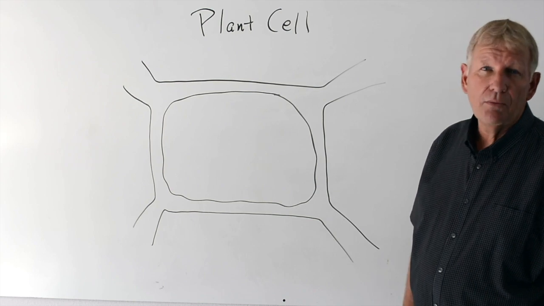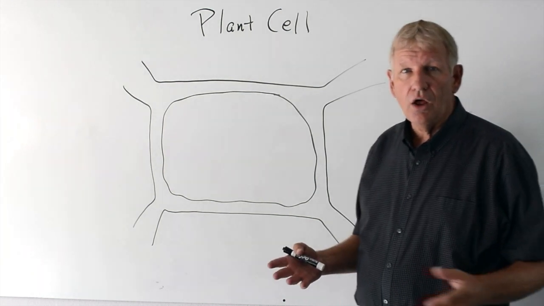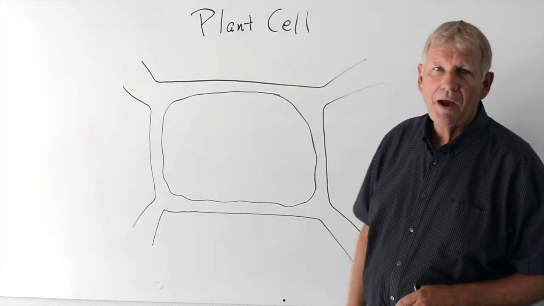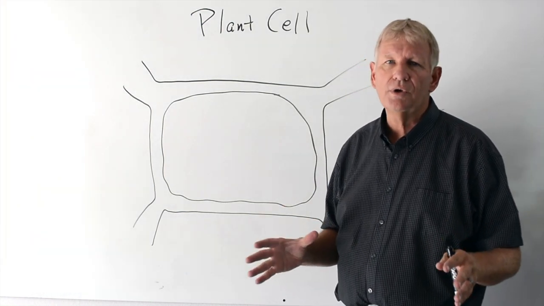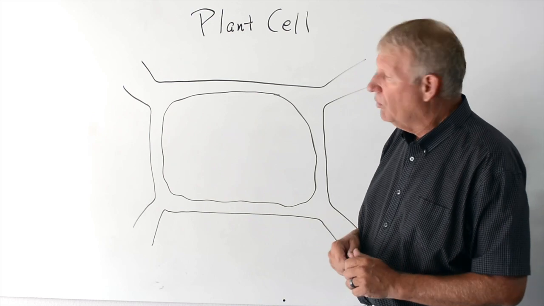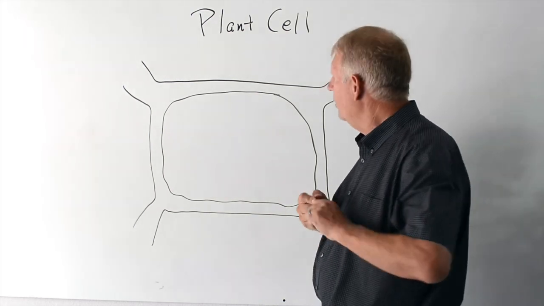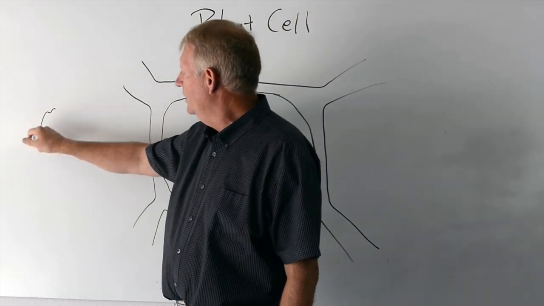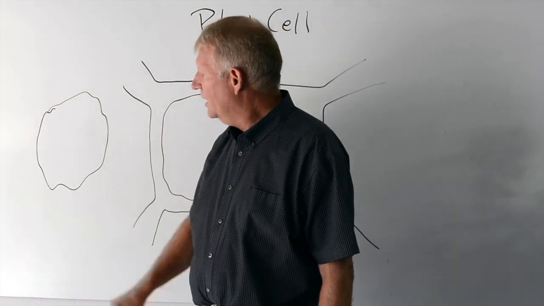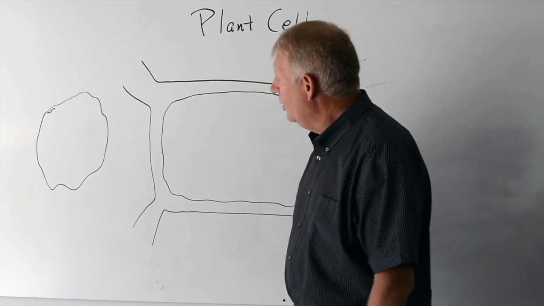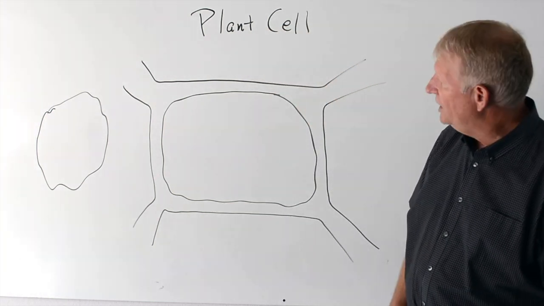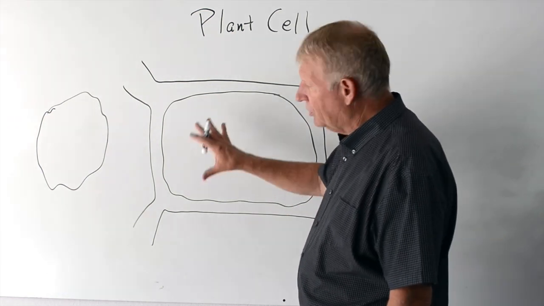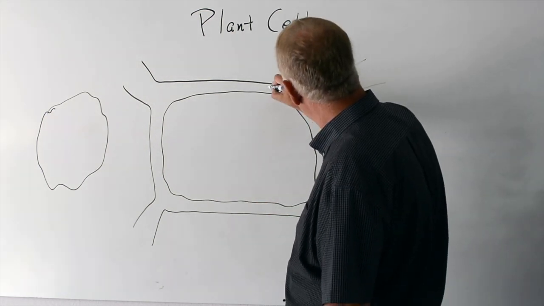So we talked about an animal cell, we talked about all the cell organelles, so now let's make a contrast here, and let's talk about the plant cell. What's the difference between an animal cell and a plant cell? Well, if you remember in the animal cell, I drew the cell membrane just in a circle there. Here's the thing about a plant cell. The difference between a plant cell and an animal cell is that a plant cell has a cell wall.